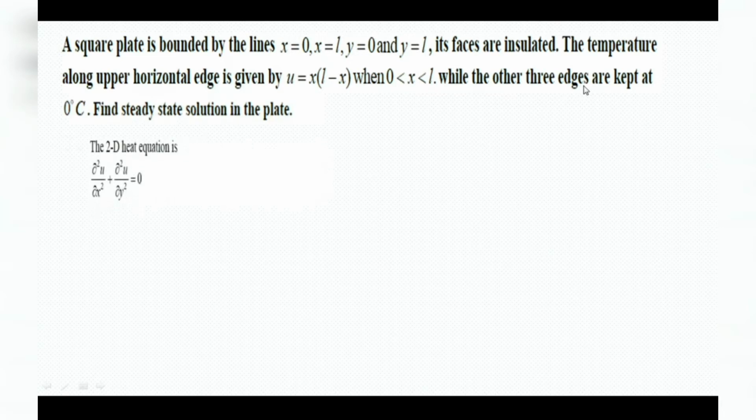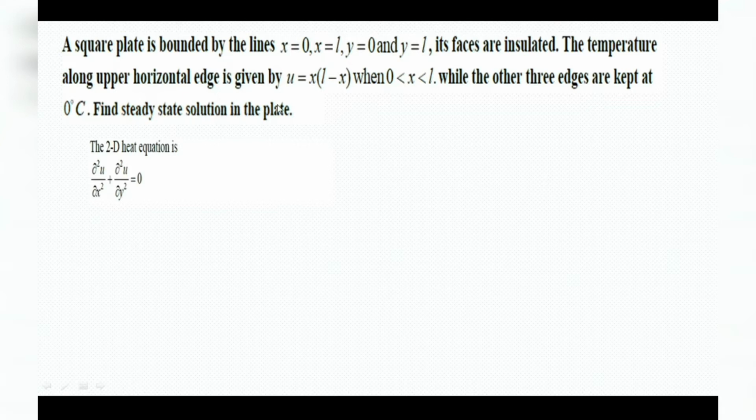It is given that a square plate is bounded by the lines x equal to 0, x equal to L, y equal to 0 and y equal to L. Its faces are insulated. The temperature along the upper horizontal is given by u equal to x(L minus x) for 0 less than x less than L, while the other three edges are kept at 0 degree. Find the steady state solution in the plate.